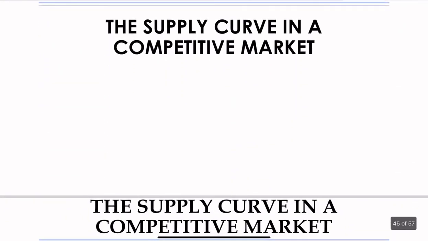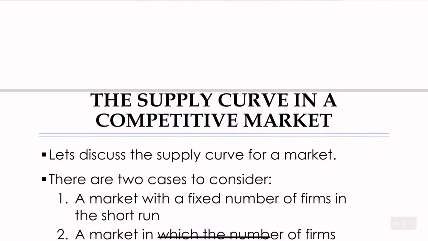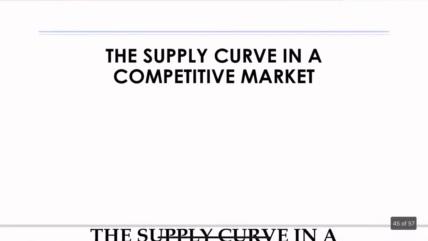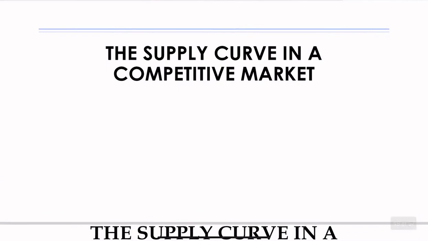Okay, now let's talk about the supply curve in a competitive market. So basically in the first half of this chapter, we talked about a single firm's supply curve, right? The result is, roughly speaking, the marginal cost curve gives us a firm's supply curve. However, you have to consider the firm's decision to shut down or exit the market.